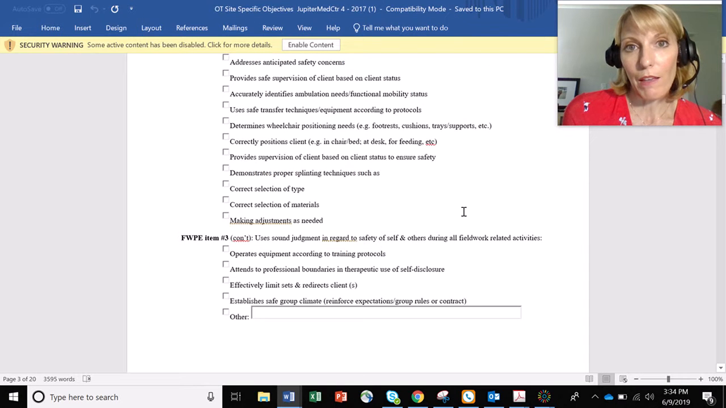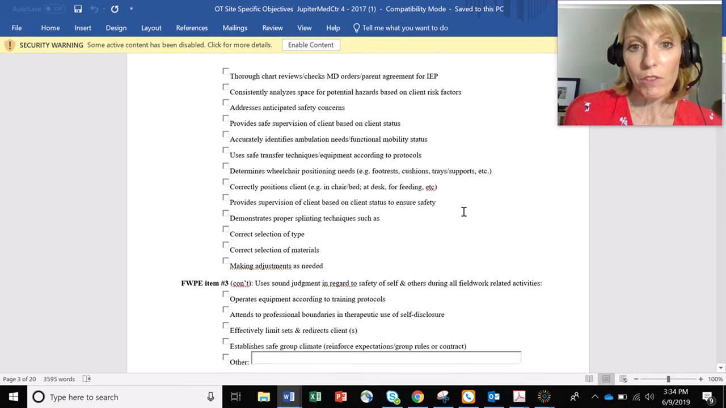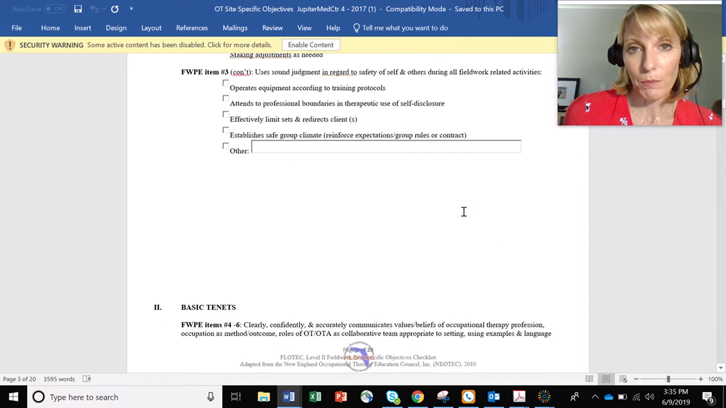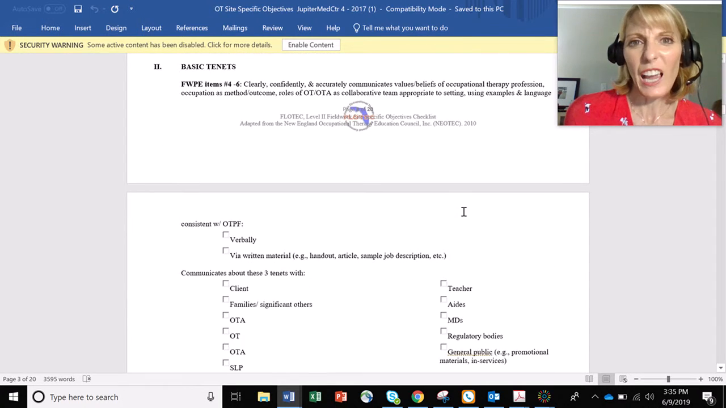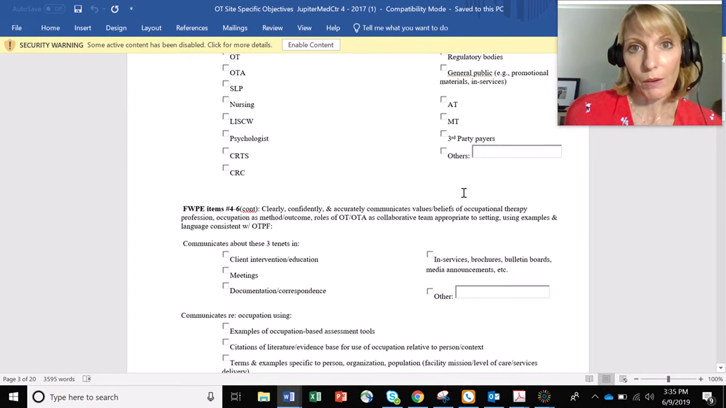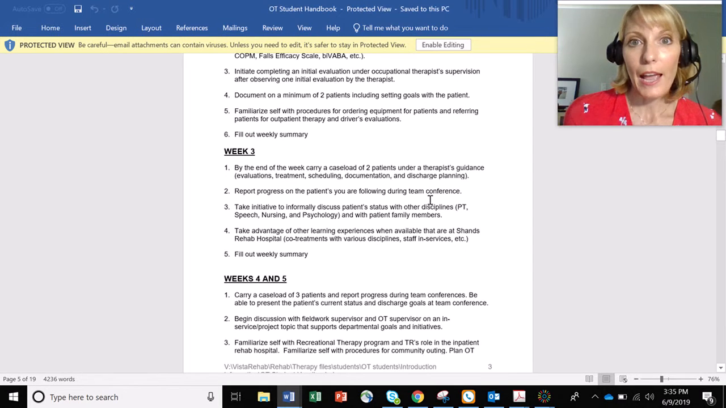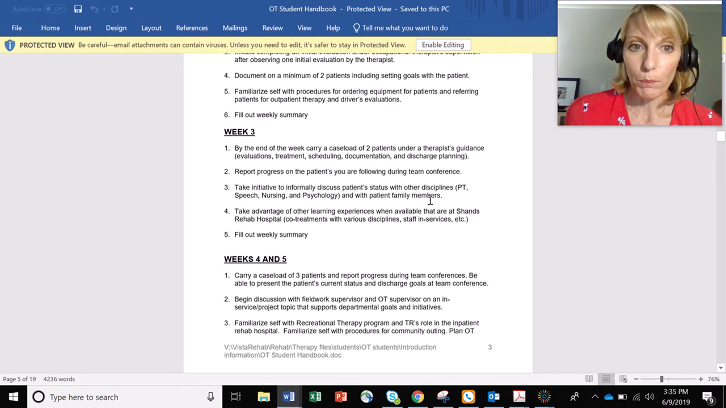This is an example of the FlowTech objectives for Level 1 students. So the Florida OT Educational Consortium. Some of your sites have adopted these site-specific objectives, and they kind of follow the AOTA midterm and final evaluation performance form. So what you will notice here though is that these are just general objectives. They don't outline week-to-week expectations. So here's an example of a fieldwork site that specifically does outline week-to-week expectations. And so depending on where you are, this is going to look somewhat different.